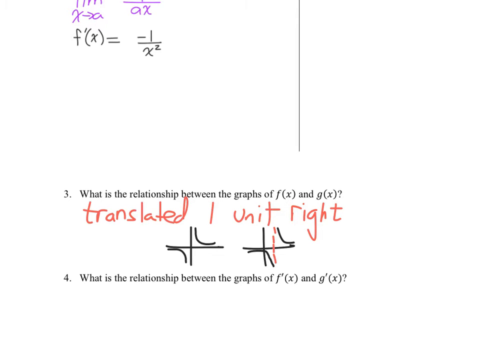In my first graph, that's at 0.5, but in my second graph, it's at 1. When I plugged in a 1 to the original graph, I got a 1 as a result. When I plugged in a 2 to the translated graph, I got a 1 as a result. All right, so they're separated by a total of 1 unit.